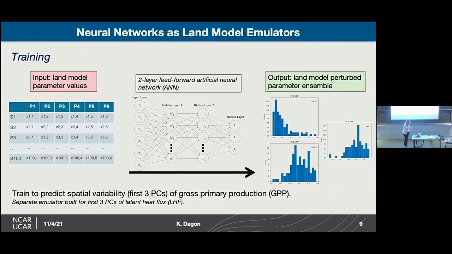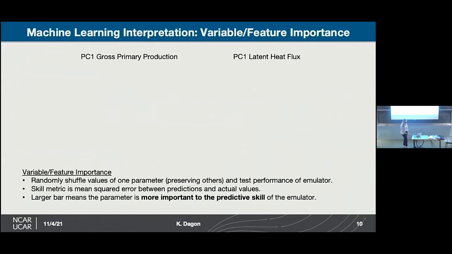Right, so I wanted to feature some of the interpretability that we did for this work, so I think that might be interesting to folks here. After we have a trained neural network, we can ask questions like, which of the input variables are most important to the skill of the network? Because I'm working in a parameter space, I could ask which of the input parameters are most important to the skill of predicting these various fluxes? So I'm going to show plots here that look at the feature importance, both for the first PC of GPP and also latent heat flux.